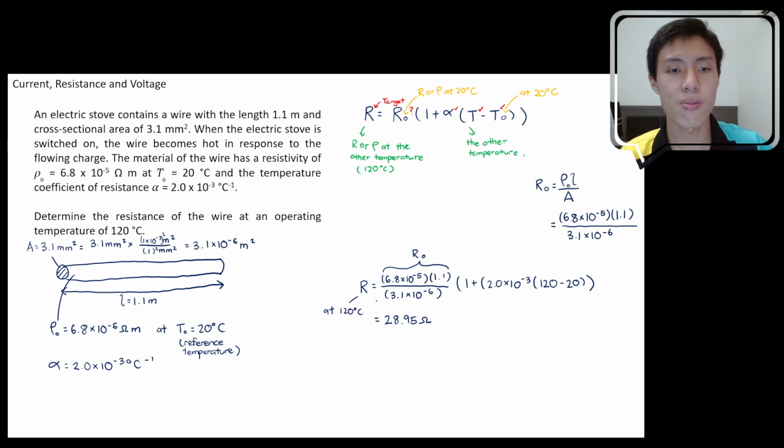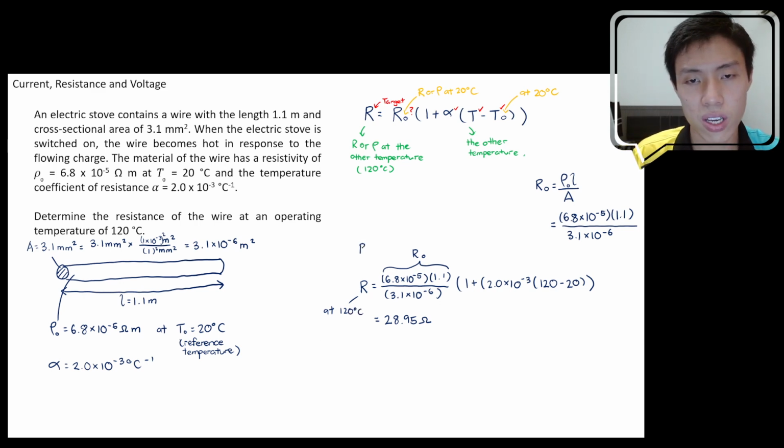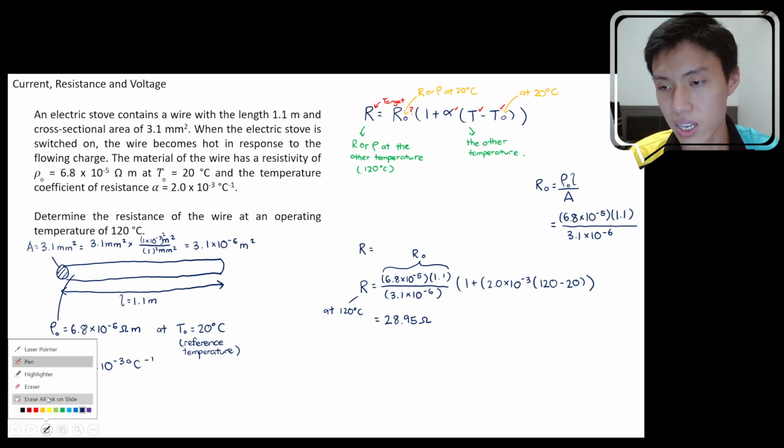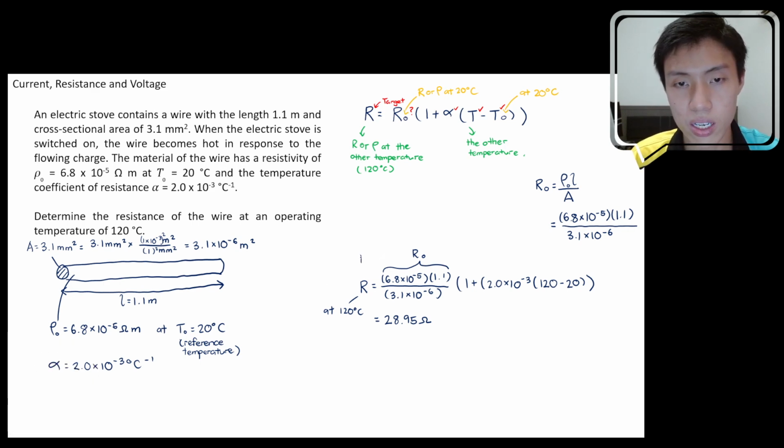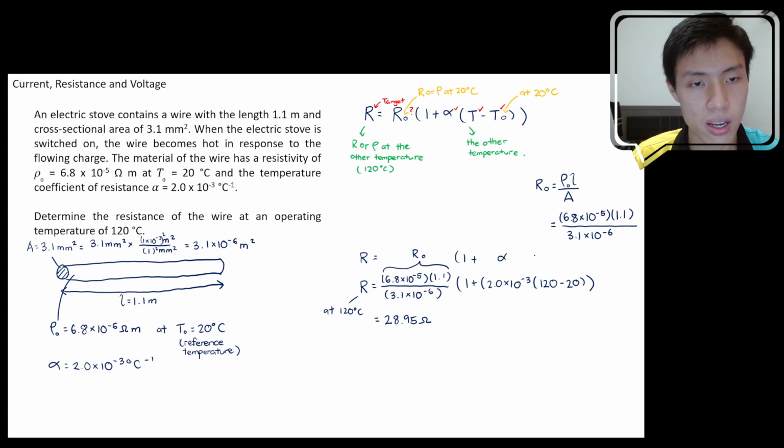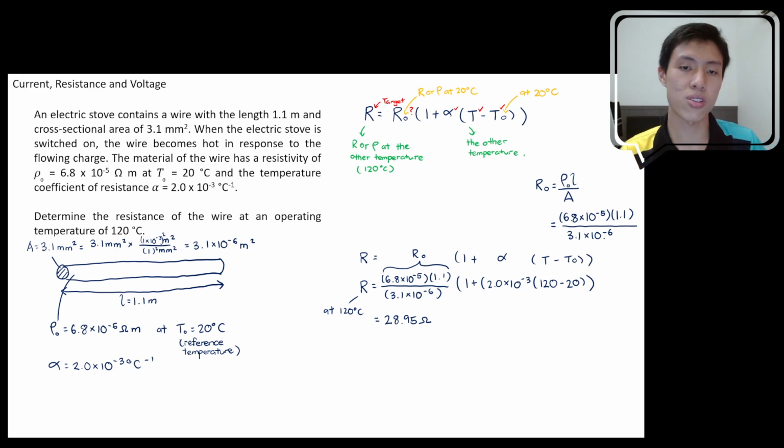So it's a pretty straightforward question. What you need to determine is actually just the R naught. Let me write it this way: R equals R naught times 1 plus alpha times T minus T naught. Hope you can see what I am substituting here for every part. The R naught can be determined because it comes from knowing the original length, the original area, and the original resistivity at the reference temperature, which is 20 degrees Celsius.